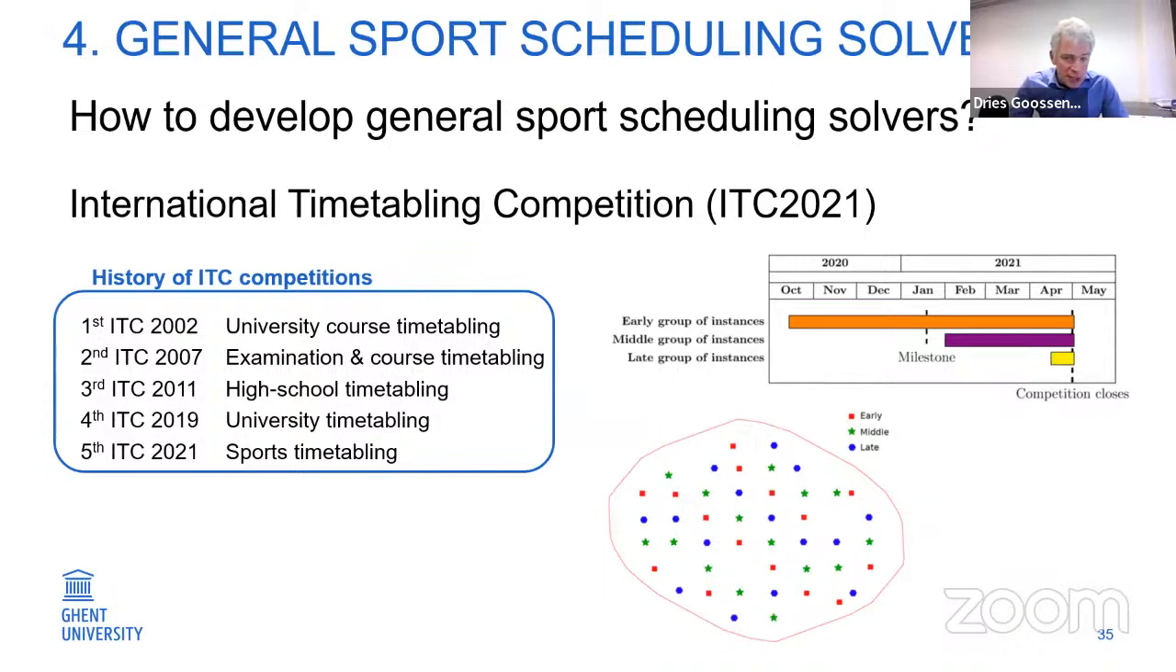The instances were released in 3 different groups: an early group, a middle group, and a late group. So the early group was released somewhere in October 2020, which gave the researchers several months still to develop the solver, whereas the late group was released just 2 weeks before the deadline. But there was one deadline, so all the instances needed to be solved by that deadline.